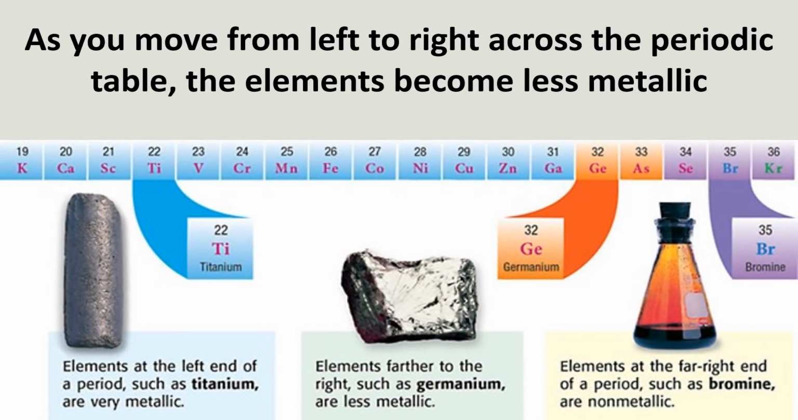So essentially, as you move across left to right across the periodic table, the elements become less and less metallic. If you start off in group 1, they're extremely metallic, and as you move over all the way to the right side to the noble gases, you've made it to the nonmetals. So elements at the left end of the period, such as titanium, are extremely metallic, whereas when you get closer to the middle or farther right, the metals like germanium are less metallic, and elements on the very far right, the end of the period, such as bromine, are non-metallic because they are non-metals.